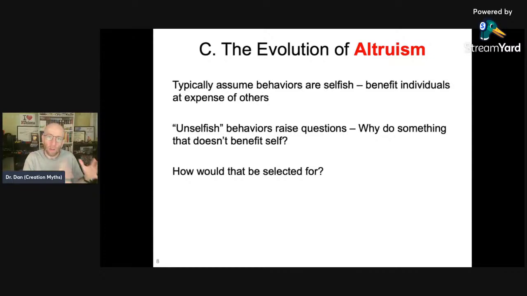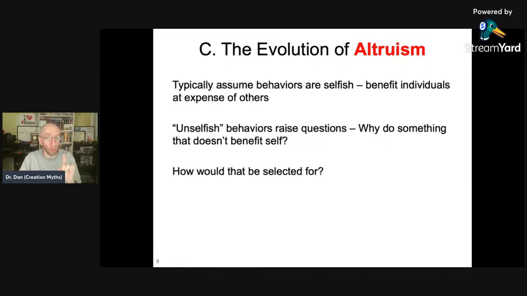So if you have unselfish behaviors, that raises a really interesting question. First of all, why would you do it? How does that work? And then how would such a behavior be selected for? How can you select for something that's going to be a detriment to yourself? Because some of you in the chat are hitting the nail directly on the head. If I do a behavior that hurts me, my fitness goes down. So how will the alleles for that behavior increase in frequency? It seems like a paradox, but trust me, we are going to explain that paradox, and it is so cool.